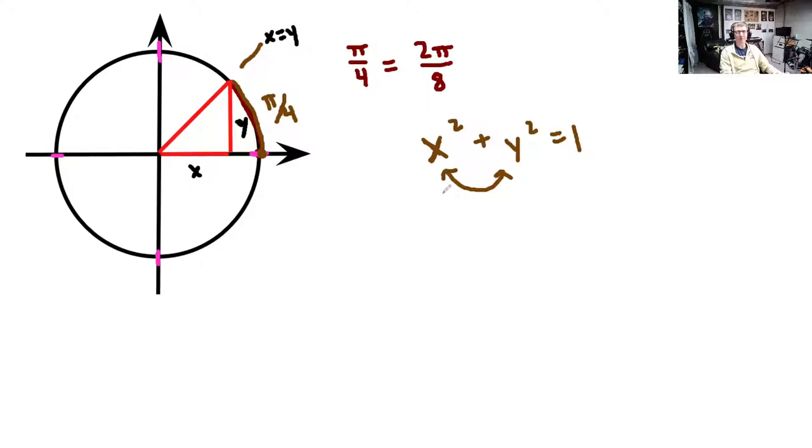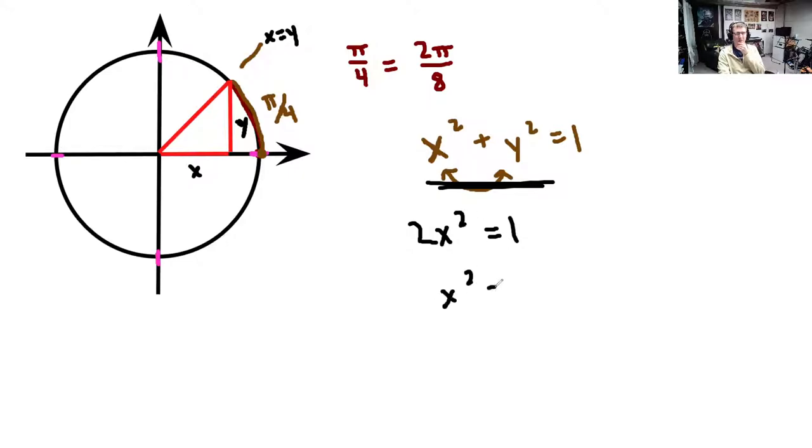Okay, now if x equals y, this equation simplifies quite a bit. It means that we can write it like this. Whatever that point is, x equals y. So 2x squared is the same as saying x squared plus x squared. We just swap the y with the x. And now we can solve.